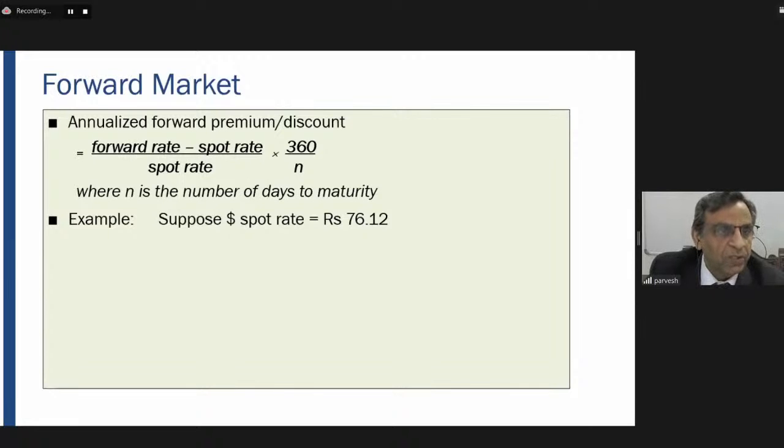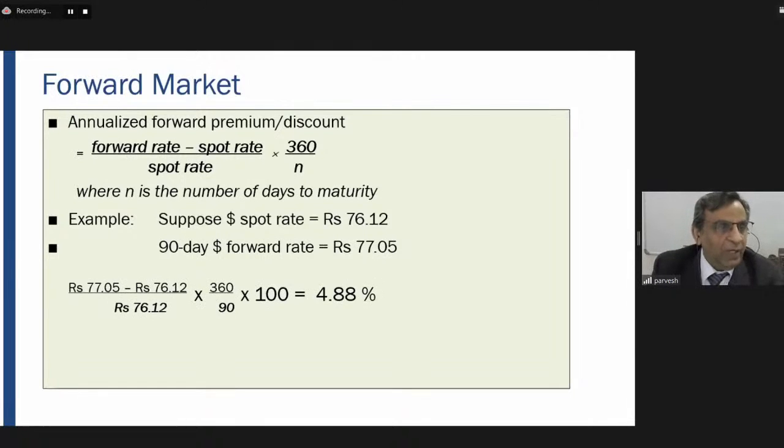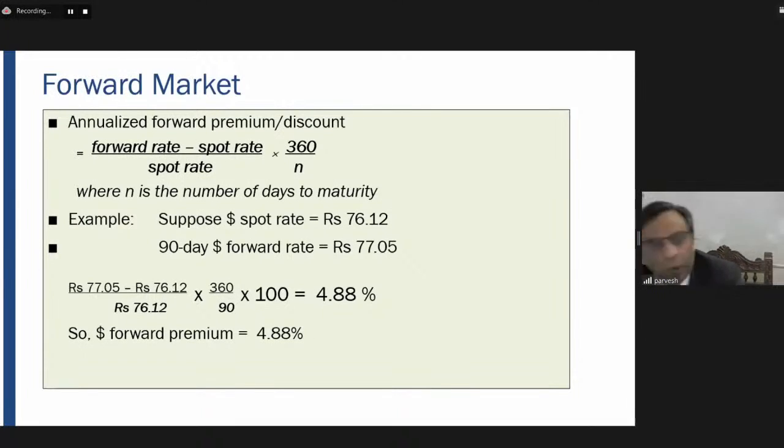The dollar is today trading at 76.12, and the 90-day forward rate is say 77.05. How do we calculate the premium? Because the 90-day forward rate is higher than the spot rate, we take 77.05, the forward rate, minus the spot rate, 76.12, divided by the spot rate, 76.12. We then multiply by 360 divided by 90 days, because it's a 90-day quotation here, and multiply by 100 to get a percentage. So we say that the dollar is at a forward premium of 4.88%.